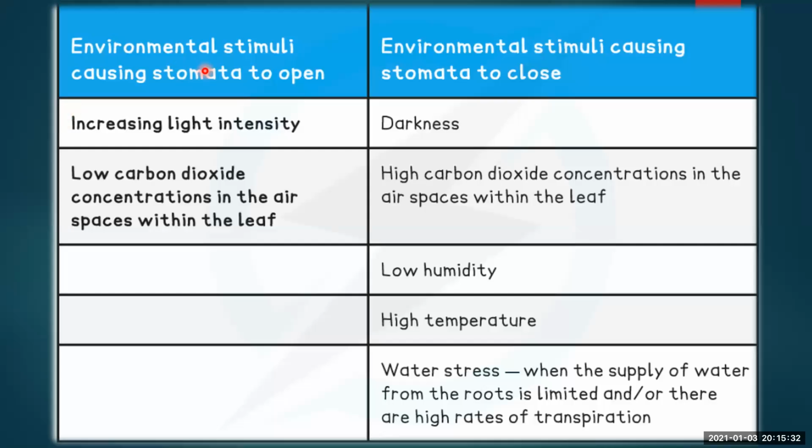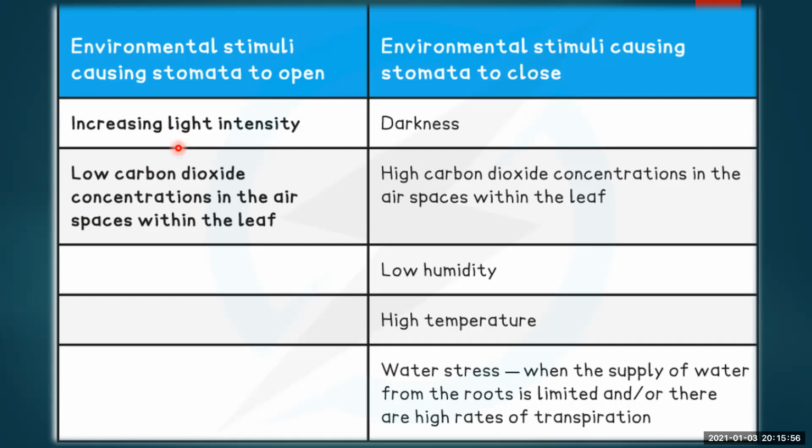So these are the environmental stimuli that cause the stomata to open or which cause the stomata to close. The ones which actually cause the stomata to open are increasing light intensity, because for photosynthesis to occur, we need light. And then the stoma will open, they will allow the carbon dioxide to get in for the process of photosynthesis to take place.